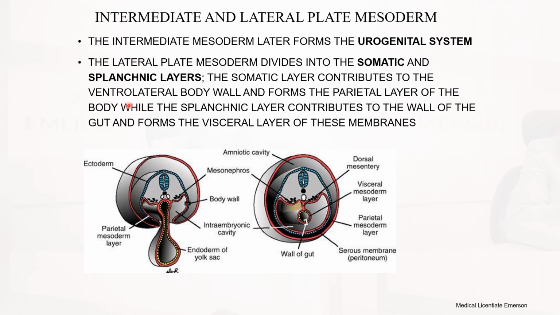That's somatic. What about the splanchnic? The splanchnic layer contributes to the walls of the gut and forms the visceral, soft internal organ, so the visceral layer of this membrane. Okay, so we have visceral and you have our parietal. Okay, they have been formed.